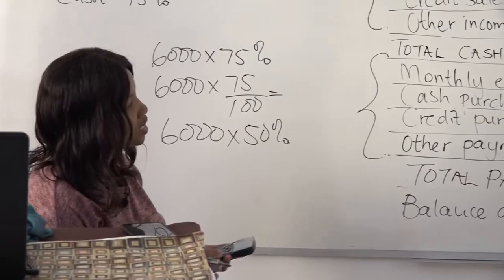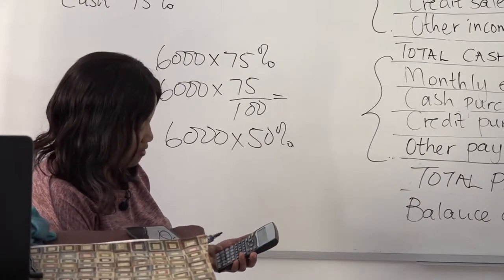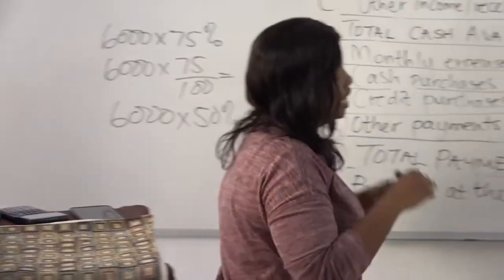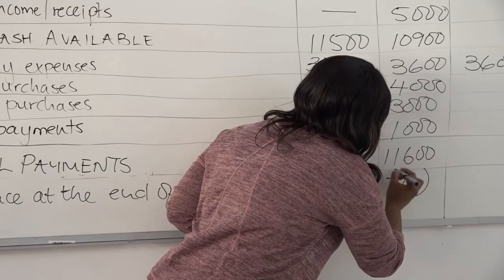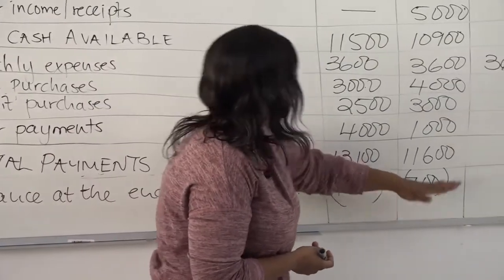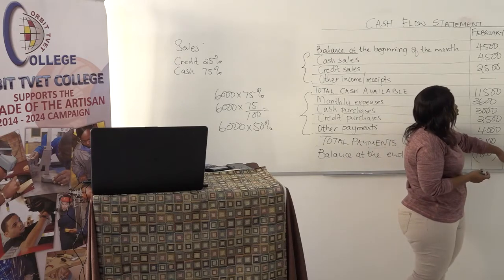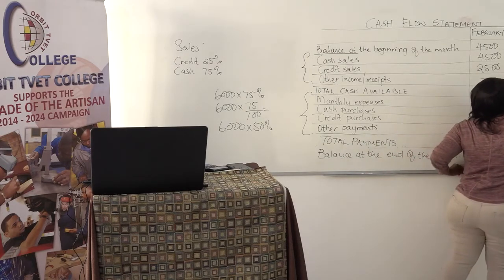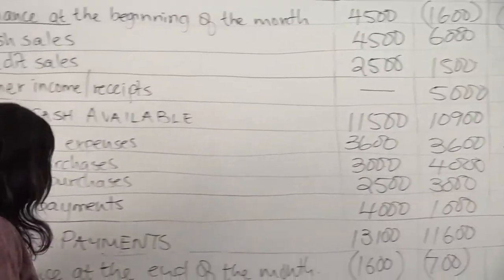Now, our total cash available is 10,900 less 11,600. Then we have negative 700 rands. Now, when it's a negative, remember, we put it in a bracket. The balance at the end of the current month will be the opening balance of the next month. So we take that 700 as it is. We are done with that part.